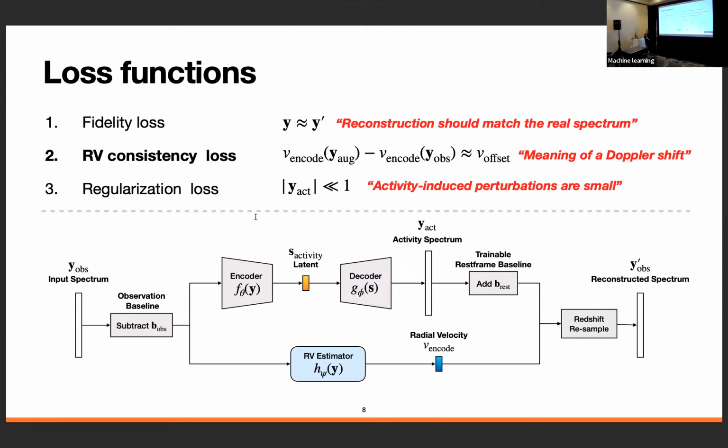The loss function we used for training this network has three components. The first one is just the standard fidelity loss, which says the reconstruction should always match the input. Very easy to understand. The second one, and the most important one, I think, is the RV consistency loss. We are training an unsupervised network, so there is no true information for training the RV estimator. So what do we do? We will teach the RV estimator what a Doppler shift would do to the spectrum. I will explain it in detail soon. The third term is just a regularization loss, which always tries to push our activity spectrum to 0 to avoid overfitting.